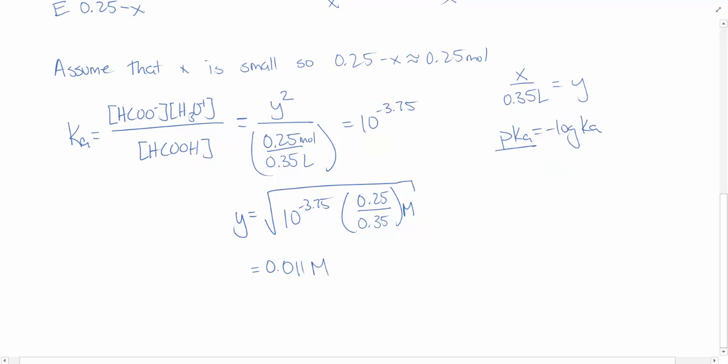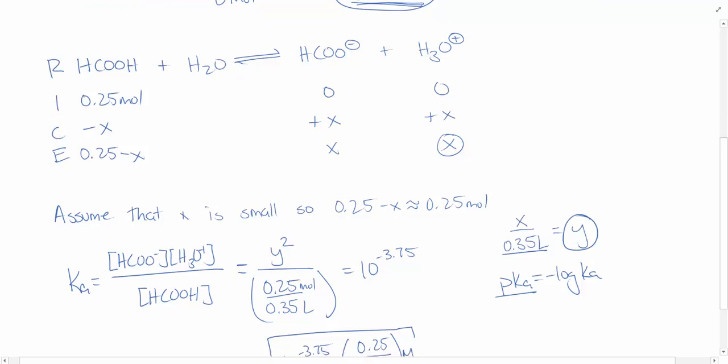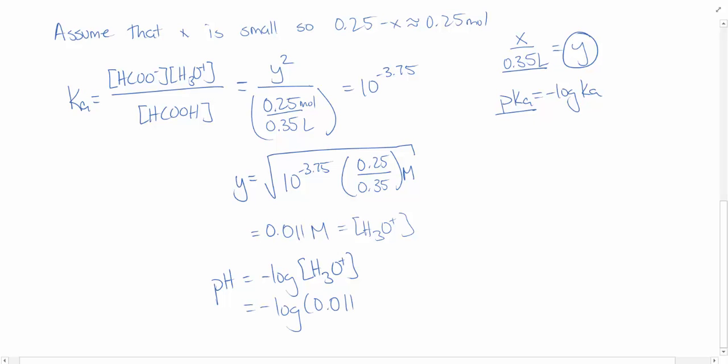Plugging that into our calculator, we get that Y is equal to 0.011 molar, which is our concentration of H3O+ from this table. So X was the number of moles, and we converted it into a concentration by dividing by 0.35 liters here. So we've just solved for a concentration of H3O+. The original question wanted the pH, which is equal to the negative log of the concentration of H3O+. So that's equal to the negative log of 0.011 molar, which is simply 1.95. So our pH of the solution is 1.95. So that's how you'd solve a question where you add an equimolar amount of a strong acid to a weak base.